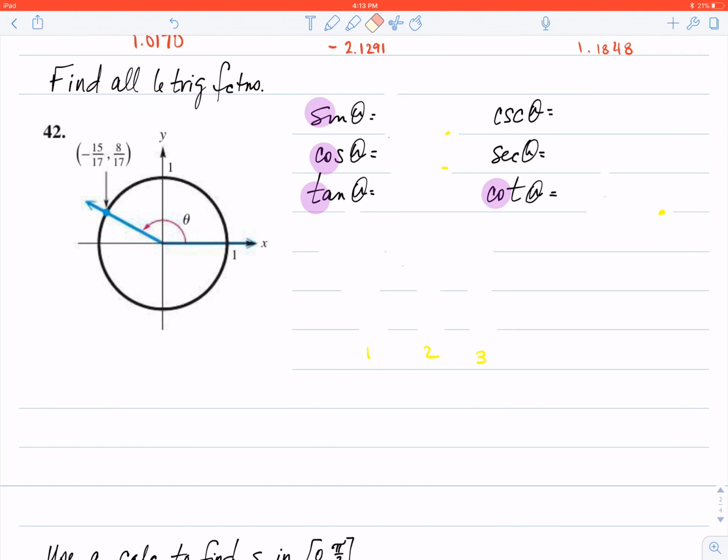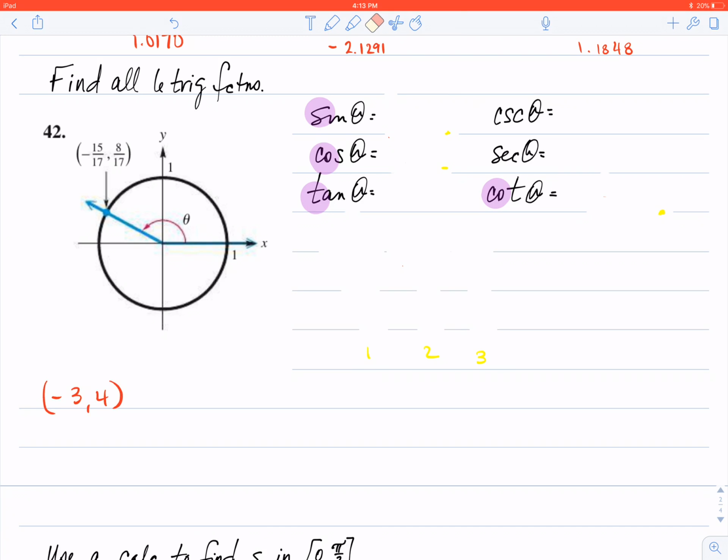Number 42 is also a question that we have done before. So remember that sine is going to be my y value over my r value. In this case, my r value is a radius of 1, so this one's pretty easy. But if it were something like the coordinate -3, 4, my r value is no longer 1. I would need to do the Pythagorean theorem to find out what my r value is. Go back to sections 8.1 and 8.2 to be able to find questions exactly like that.